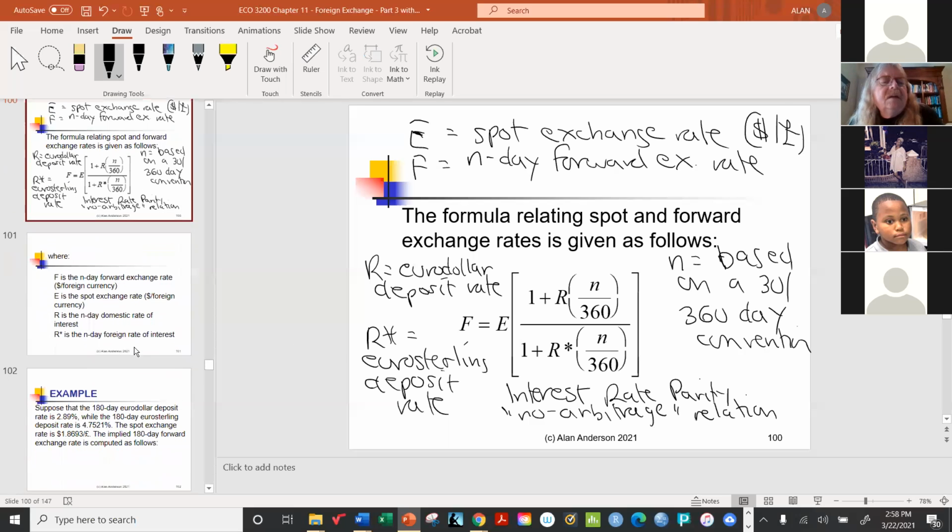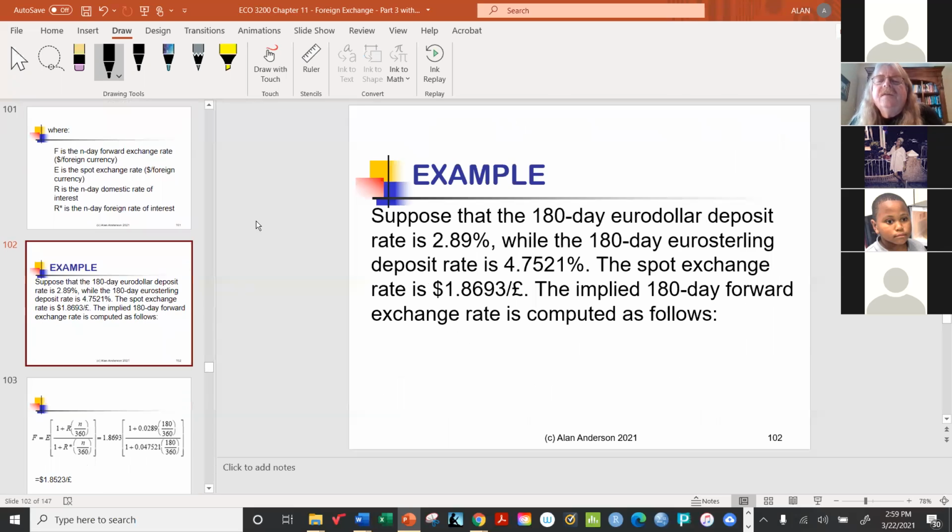All right, so we have an example here with some specific numbers. So we're going to plug them in. We have a 180-day eurodollar deposit rate at 2.89%. 180-day euro sterling has a rate of 4.7521. And the spot exchange rate is assumed to be 1.86. Of course, that's well above where it is now. But the thing about currencies is that they're so volatile that by this time next year, it may very well be that this is the right exchange rate.